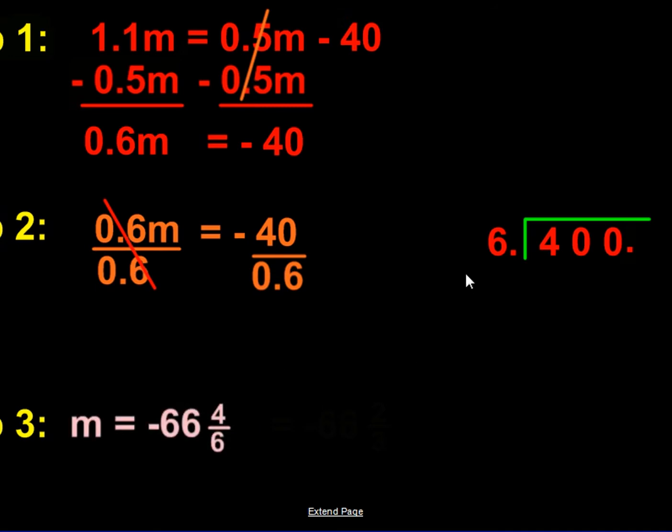And it will go in 66 times with a remainder of 4, and that 4 goes over the original 6 that I started with. But you may recognize that 4/6 is not in lowest terms, and it can be divided by 2. So we have negative 66 and 2/3.